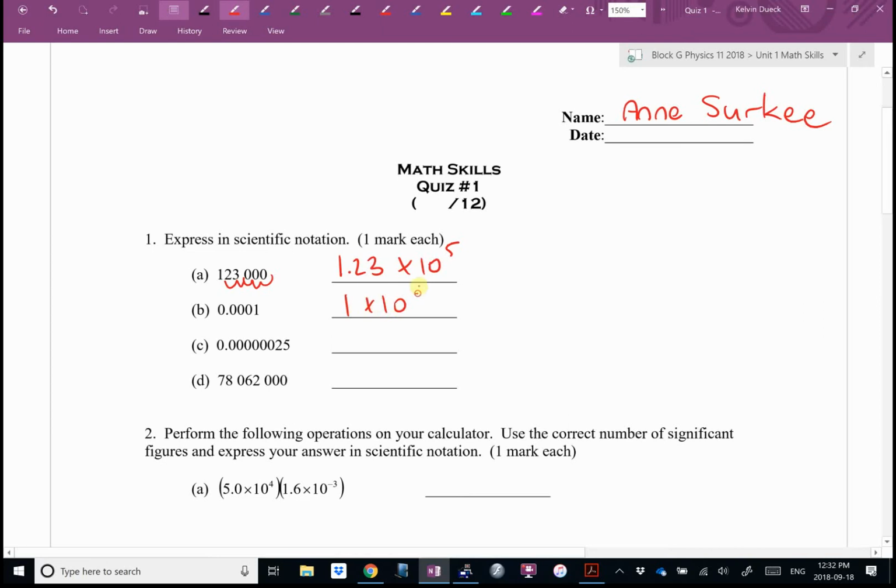1 times 10 to the negative, oh, that's wrong, 4, 1, 2, 3, 4. You could put 1.0, I'm not going to be that fussy, but one mark for the, half mark for the 1, half mark for the times 10 to the negative 4. 2.5 times 10 to the 1, 2, 3, 4, 5, 6, negative 7. Half mark for the 2.5, half mark for the times 10 to the negative 7.